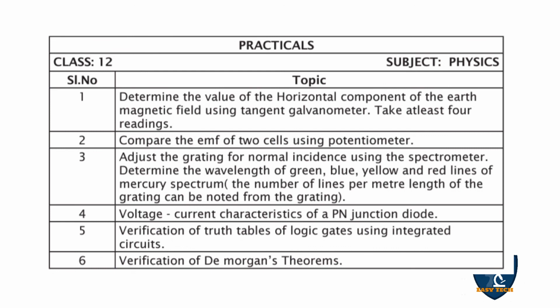Experiment 3, adjust the grating for normal incidence using the spectrometer. Determine the wavelength of green, blue, yellow and red lines of the mercury spectrum. The number of lines per meter length of the grating can be noted from the grating. Experiment number 4, voltage current characteristics of PN junction diode. Experiment number 5, verification of truth tables of logic gates using integrated circuits. Experiment number 6, verification of De Morgan's theorem.